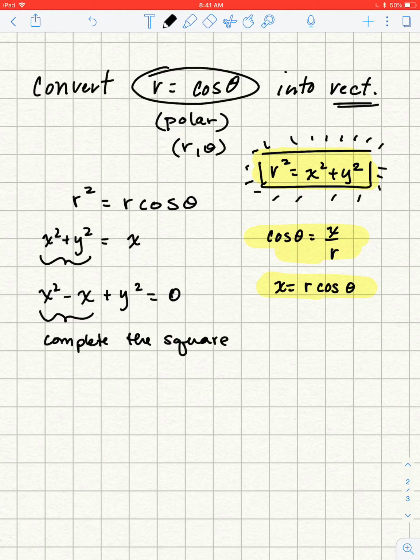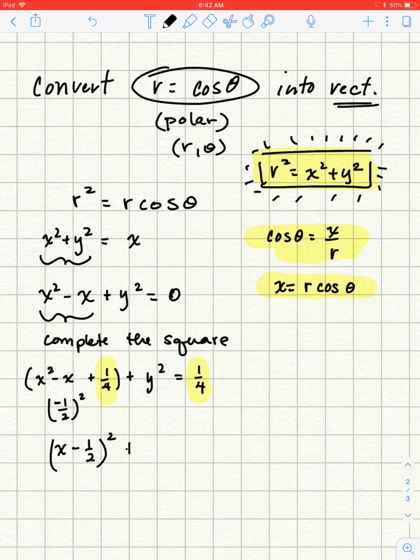So if I complete the square, if you remember completing the square, you're taking half of b, so b would be 1, and you are squaring it, so we wind up getting 1/4. Just remember, whatever you do to one side of the function, you add to the other side. So that's why this 1/4 is being added to both sides. Next step is, can we factor this portion? Sure we can. So it's x minus 1/2, the whole thing squared, plus y squared equals 1/4.